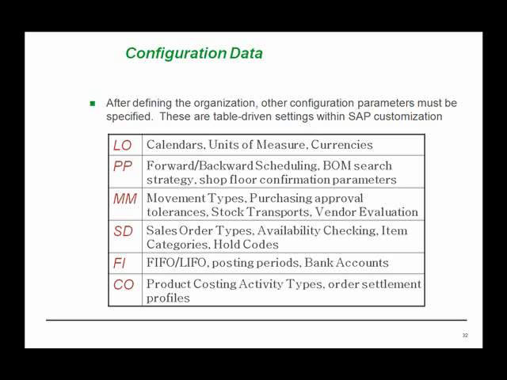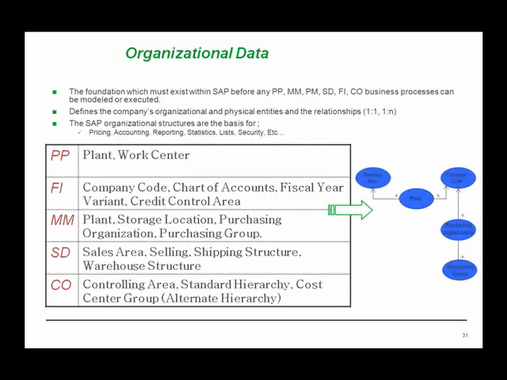Product costing has got something called activity types. That's within the CO module. So these are one-time setups. They are table-driven settings. This needs to be done before any transactions can be posted.